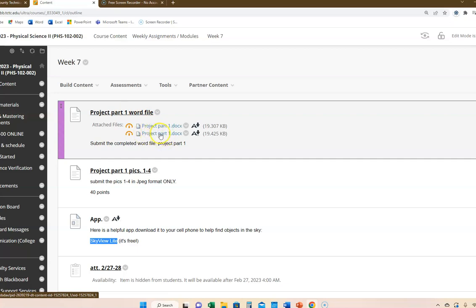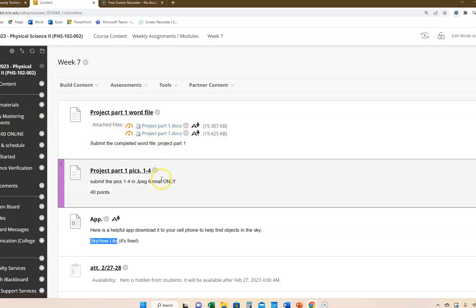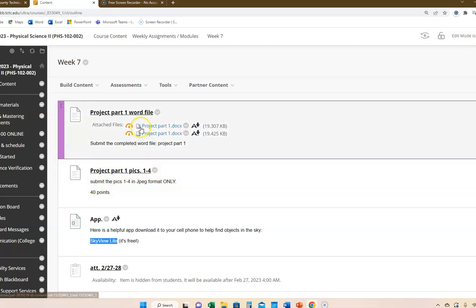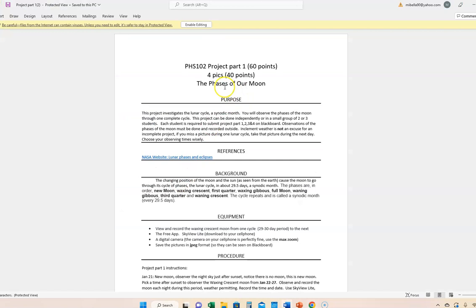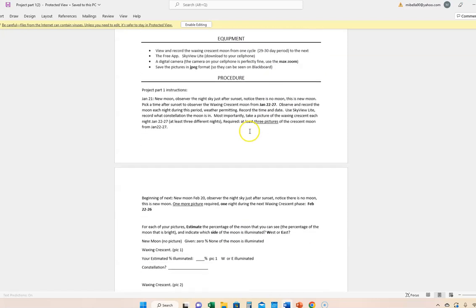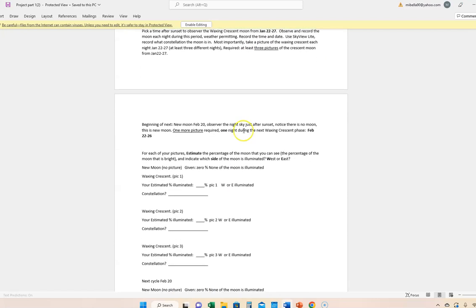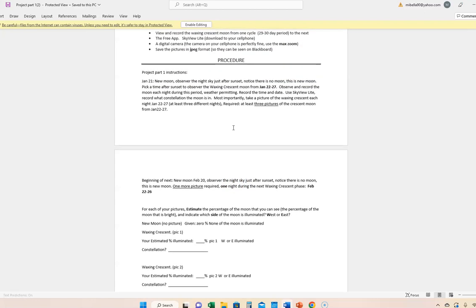So there's a Word document right here. I don't know why there's 2 of them. I'll make sure that goes away, but it should just be one Word document. Anyhow, the pictures count as 40 points for this first one, and then the Word document counts as, let's take a quick look at it. All right, so the pictures count as 40%. Answering these questions, completing this and submitting it will be the other 60 points.